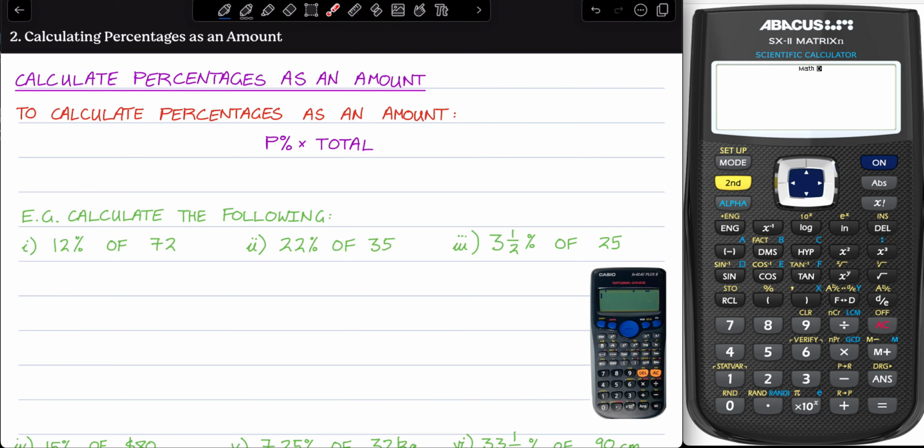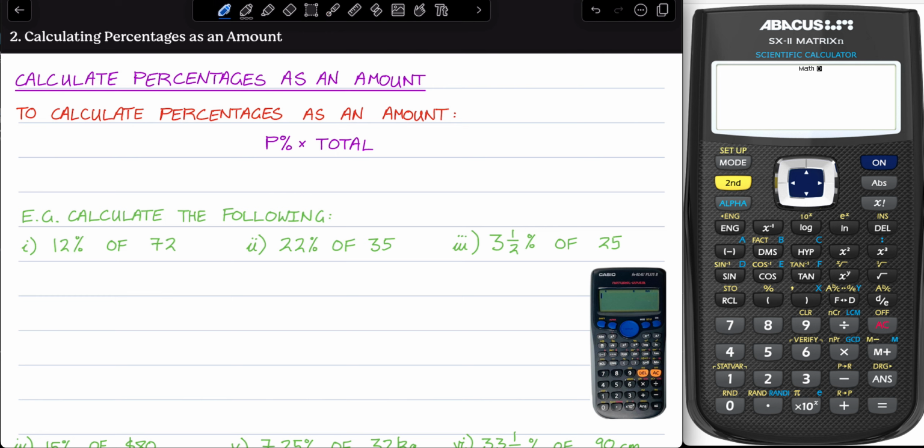Hello class, this is a video tutorial on calculating percentages as an amount. To calculate percentages as an amount with a calculator, it's actually very straightforward. We simply take the percentage that we have and we multiply it by the total that we are being asked for. So let's go straight into some examples.